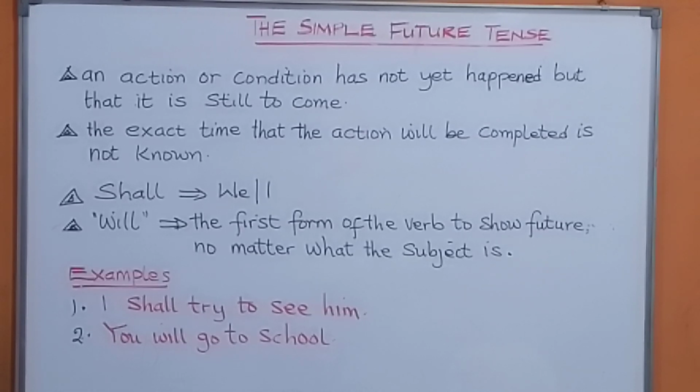I shall try to see him. He will try to go there. I will visit my mother. I will see my uncle. I shall write a letter. You shall go home. I will go to school. They will come here. We will visit them. When? You don't know. It's not stated. When the action will come and when it will be completed is not stated. This is the simple future tense.